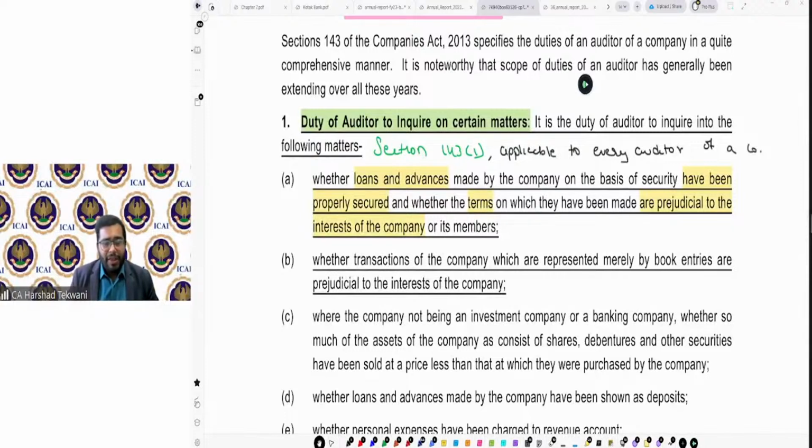So if any transaction has been booked through a journal entry, which is merely a book entry, whether that transaction is prejudicial to the interest of the company. When I say prejudicial, it's harmful or impacting negatively to the interest of the company. If yes, then we need to report that transaction.